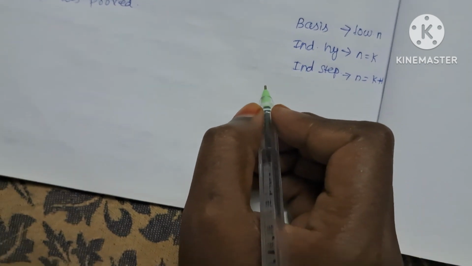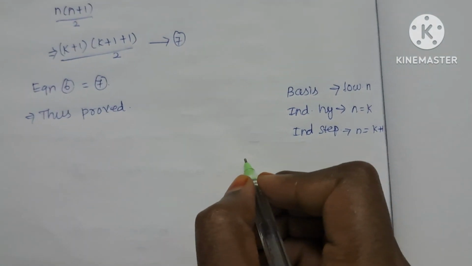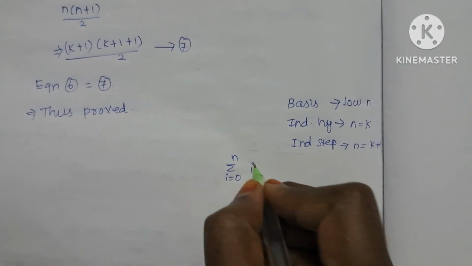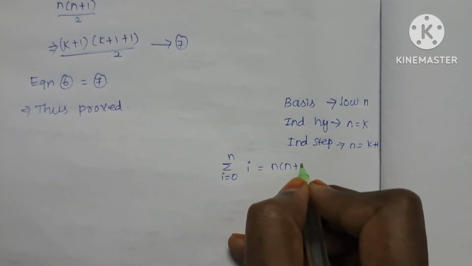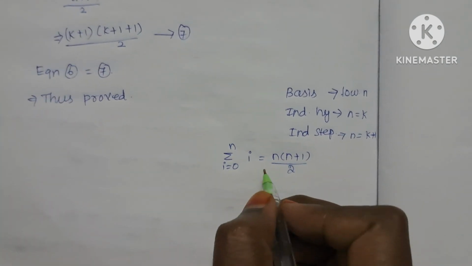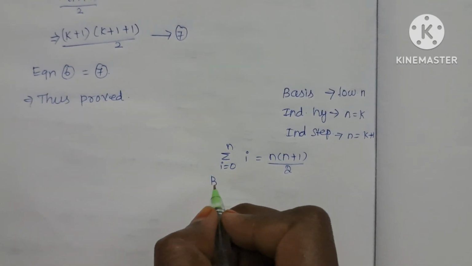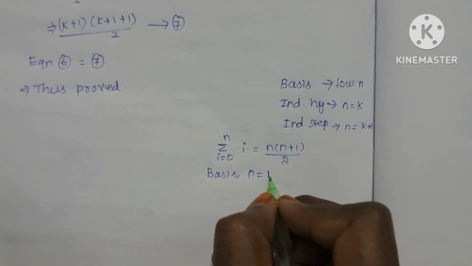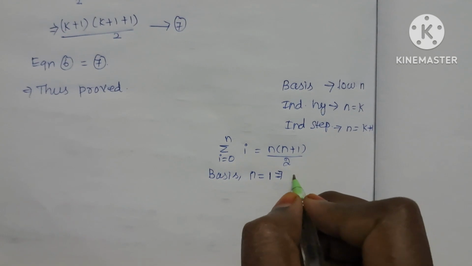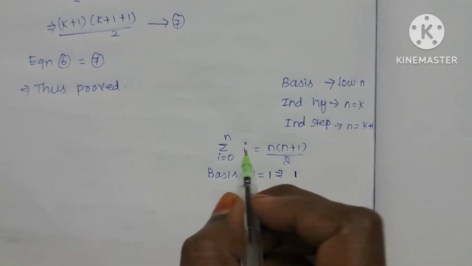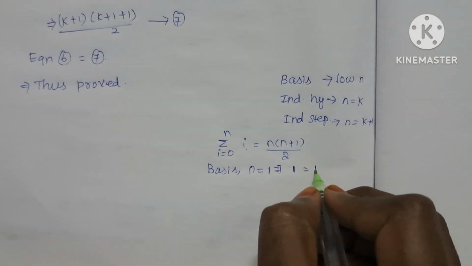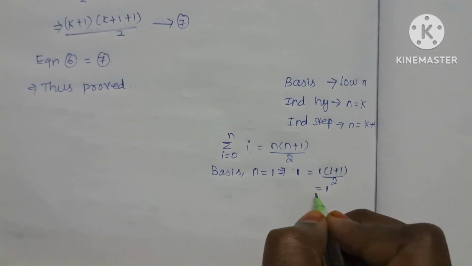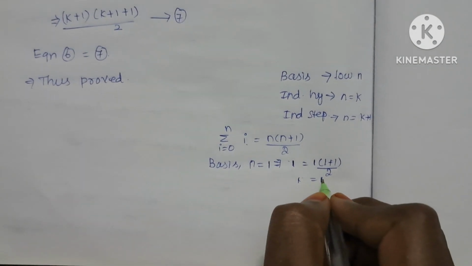So in our example, summation i equal to 0 to n of i is equal to n into n plus 1 by 2. Initially for the basis, we apply n equal to 1. So this implies left hand side is 1, i equal to 1, and right hand side is 1 into 1 plus 1 by 2, which is equal to 1. So we proved left hand side is equal to right hand side.